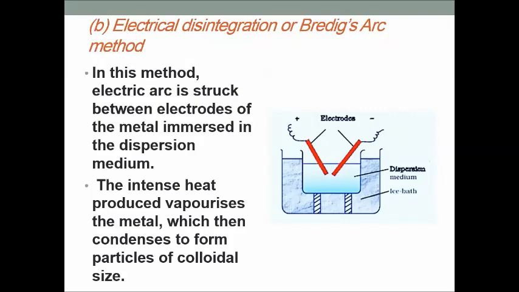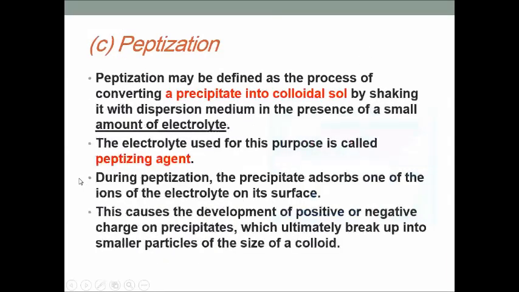So you should keep the beaker containing the dispersion medium in an ice bath, so that the intense heat produced, and the vapors of the metal, condense to form the particles of colloids. This is what is called the Bredig's arc method. Because an arc is struck between the electrodes, it is named the Bredig's arc method. And the last method is peptization.